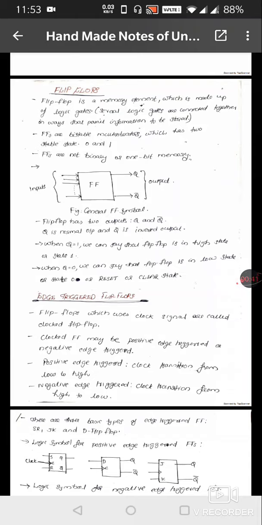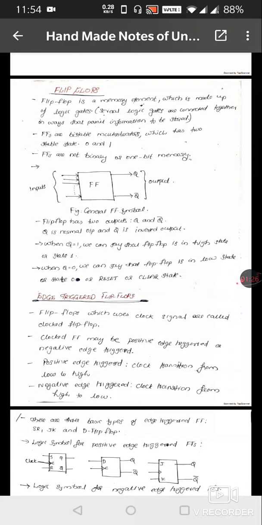Flip-flops are binary or 1-bit memory. As you can see in the figure, there are many inputs which we can provide to a flip-flop, but we can get only two outputs. One is Q, the second is Q bar. Q bar is actually the opposite of Q, the complement of Q. Suppose the value of Q is 0, so Q bar will be 1.